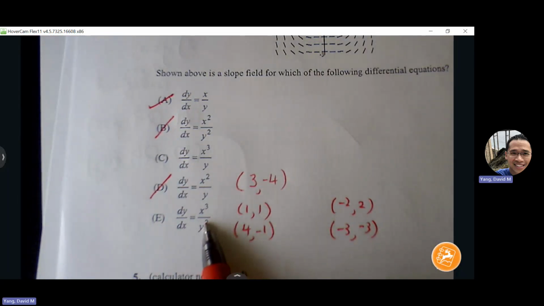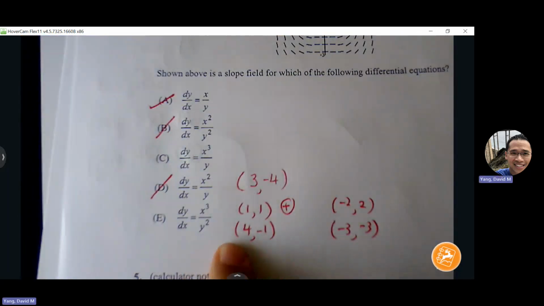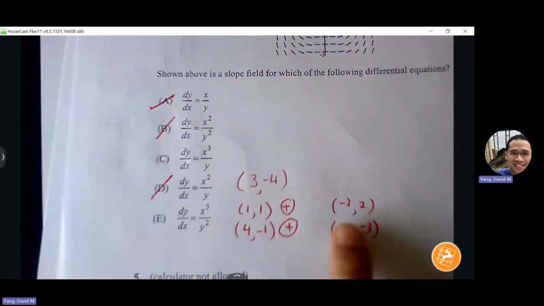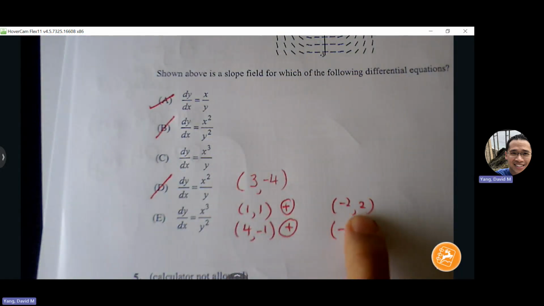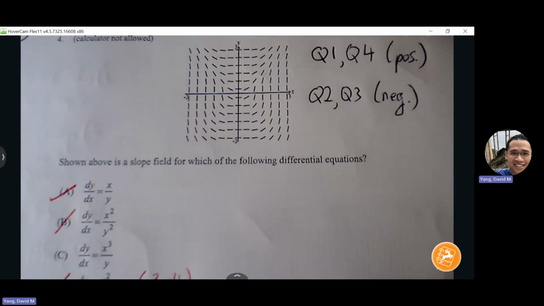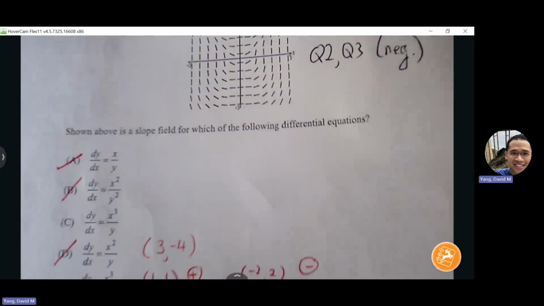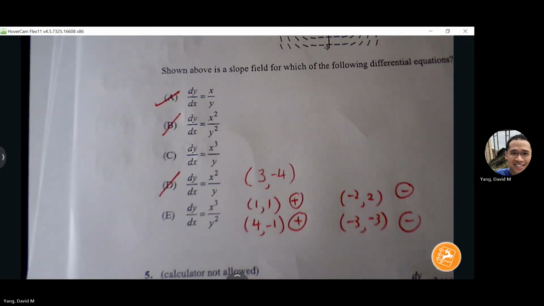If I plug 1, 1 in, am I getting positive or negative? Positive. If I plug in 4, -1, am I getting positive or negative? Positive. If I plug in -2, 2 in the second quadrant, if I plug in -3, 3, getting negative. So I think this fulfills the conditions, right? Because first and fourth quadrant are positive, second and third quadrant are negative. I think E is the correct answer.